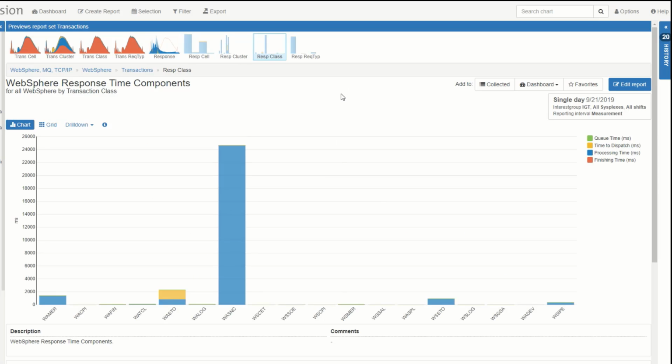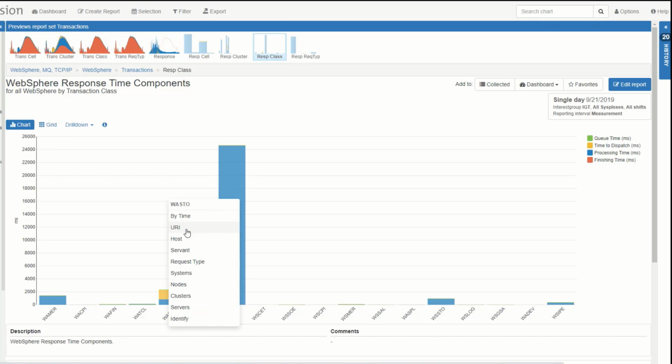Transactions are grouped into transaction classes to assign work to WLM service classes with performance goals. So in addition to reporting by cells, clusters, nodes, and servers, you can also report by transaction class. Now in this chart, the WASTO class has the most delay.